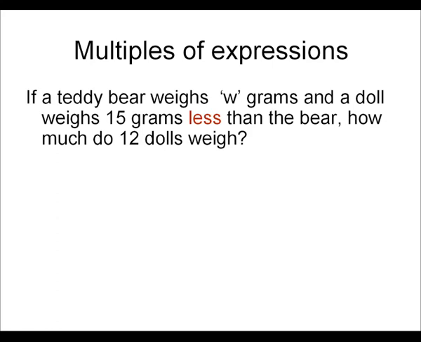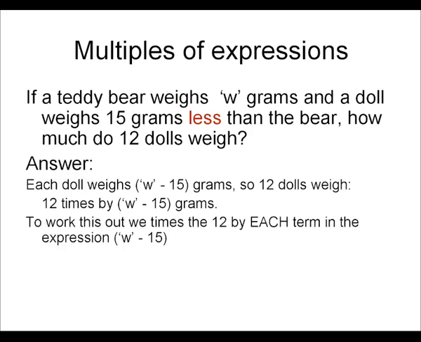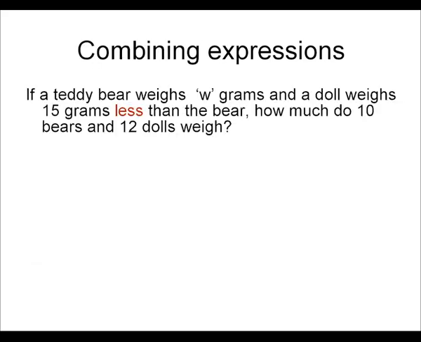Similar expression, except this time the doll weighs 15 grams less than the bear. So each doll, we have to look at what each doll weighs first again, weighs W minus 15 grams. And then we had to multiply that expression, W minus 15, by 12. We multiplied each term out, so 12 times W gave us 12W, and 12 times the subtraction of 15 is a subtraction of 180. Let's have a look at combining the expressions again.